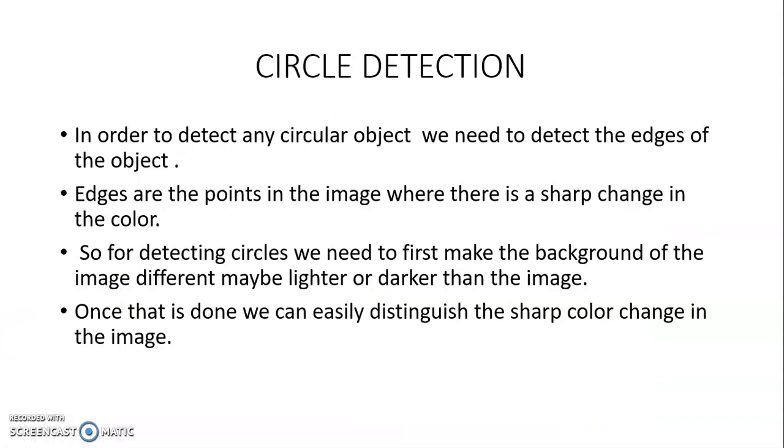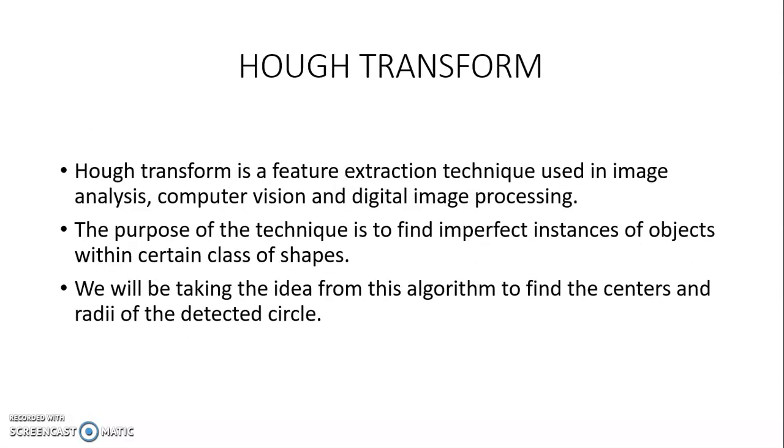So how to detect a circle within an image? In order to detect any circle, we need to first find its edges, and edges are points where there is a sharp change in color. So for detecting a circle, we need to make the background distinguishable from the circular object. We can do that by making the background lighter or darker. Once that is done, we can easily distinguish the sharp change in the color, and thus we can detect the circle by that. Here we have used a Hough transform.